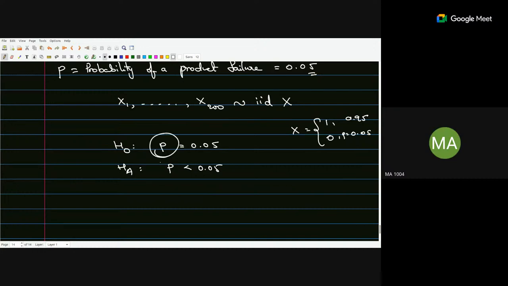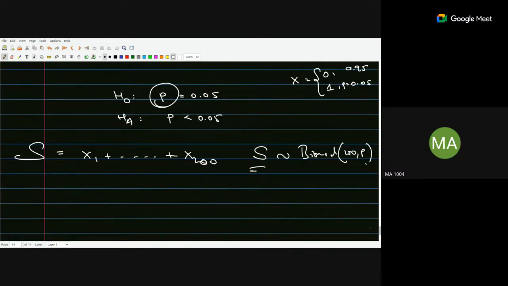So here what is p? p is just the probability of one sample. And what are we considering? We are considering the sum. That's what they said: the total number of chip failures. Let me define it like this, which is a better way to define. The total will give me the number of chips that failed. So this is my random variable S now, and I know S follows binomial 200 comma p. Now I define my test statistic, define the test and do the testing. So that's why here it is binomial.